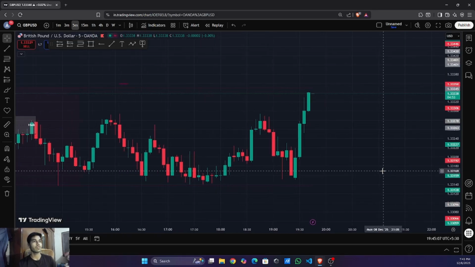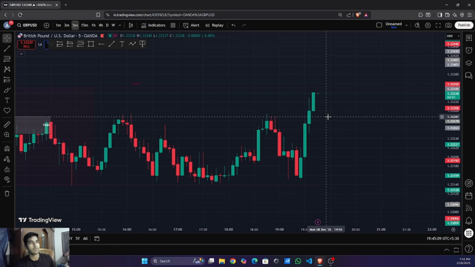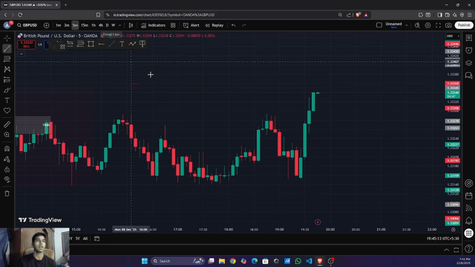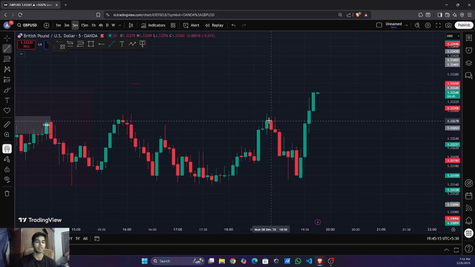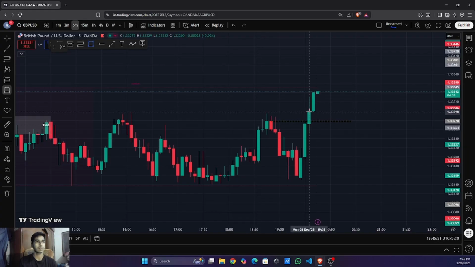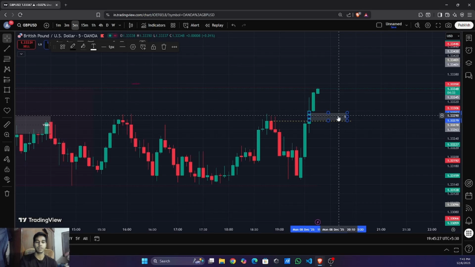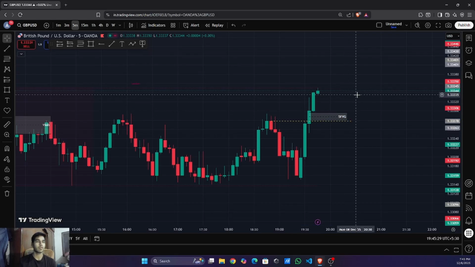But there is no retracement. I need a 5 minute. This is where it gave the breakout structure. So I need a 5 minute FVG. So 5 minute FVG, this one, and 1 minute breakout structure. 5 FVG plus 1 minute breakout structure.